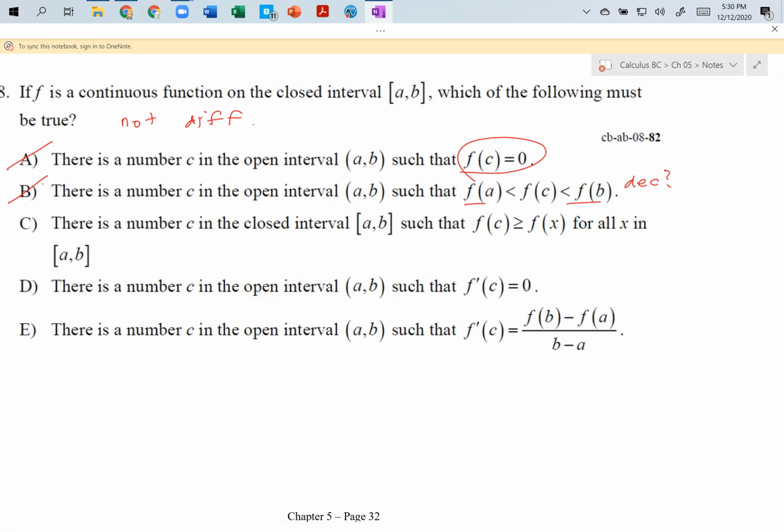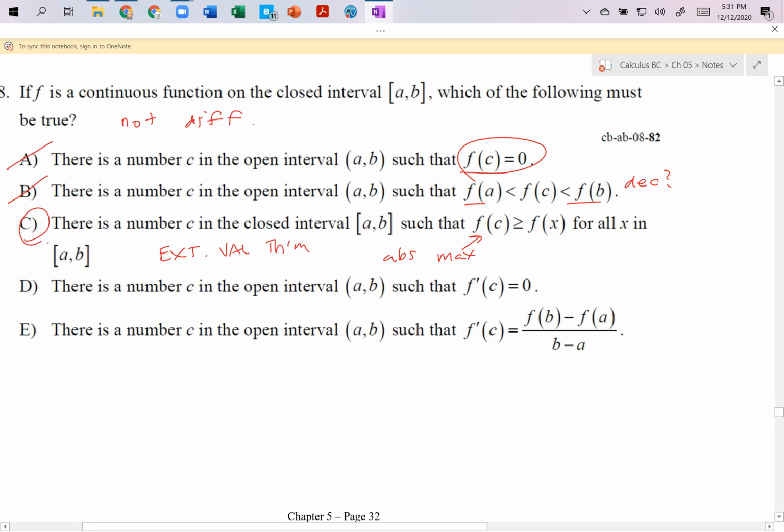C, there's a number c in the closed interval such that f of c is greater than or equal to f of x for all x. That's our definition of an absolute max. And are we guaranteed an absolute max on a closed interval? Yeah, it's called the extreme value theorem. And that looks like a good answer. But let's check the other two.